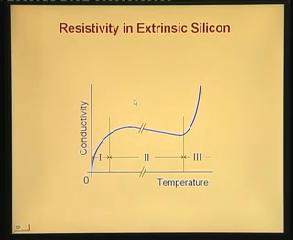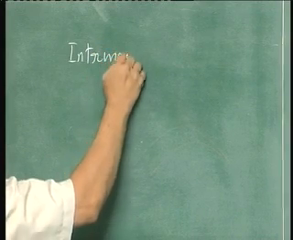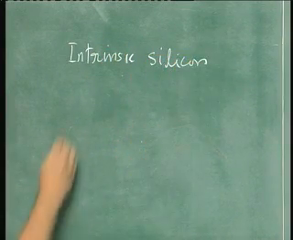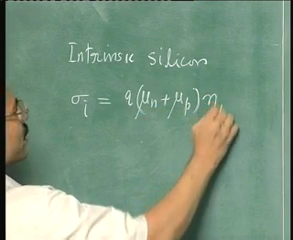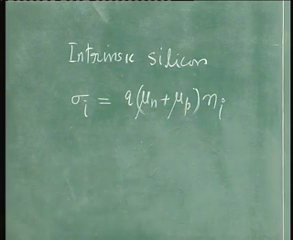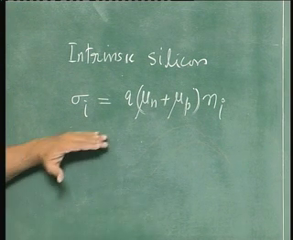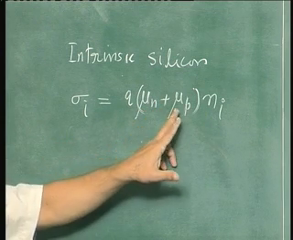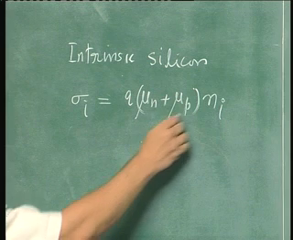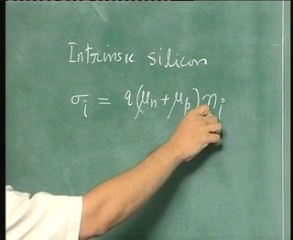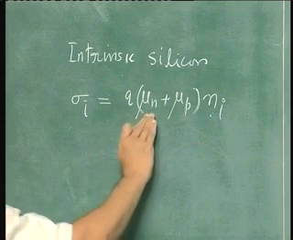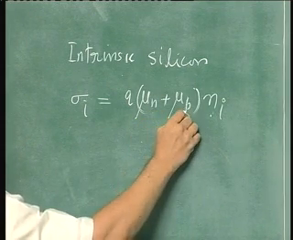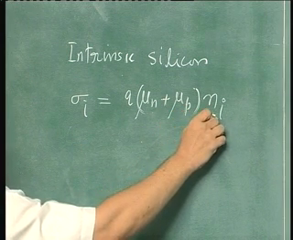Now let us look at intrinsic silicon sigma I. In this case your sigma is q into mu n plus mu p into Ni, because electrons and holes are in equal concentration. So now the behavior of sigma I will depend on mu n, mu p and Ni behavior. Now Ni is increasing continuously as a function of temperature right from 0 onwards to very high temperatures, and this change in Ni with temperature is very rapid as compared to variation in mobility. So if you combine these two, mu n and mu p have a power law dependence on temperature, whereas Ni has an exponential dependence in addition to the power law.